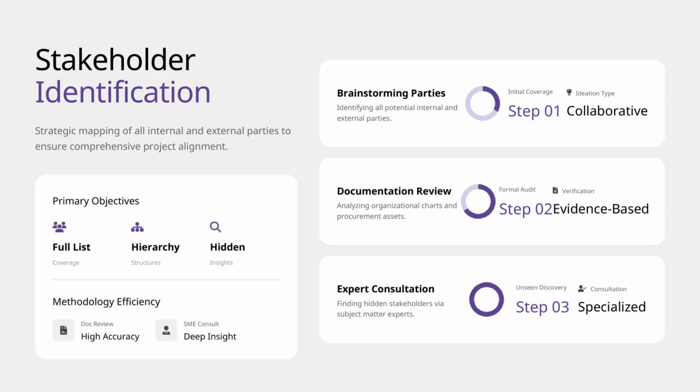Identification is about casting a wide net, using collaborative brainstorming, reviewing organizational documentation, and consulting experts to uncover both obvious and hidden stakeholders. The goal here is comprehensive mapping so no influential groups are missed, and the box on the slide shows how these methods balance coverage and depth for reliable insights.